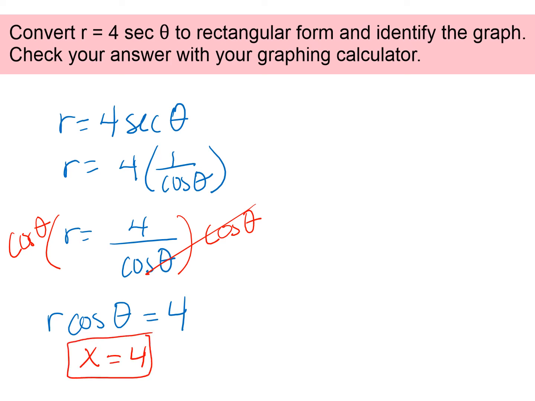And we know that r cosine theta is just simply x. And the graph of x equals 4 is a line, but it's a specific line. It is a vertical line. So it's a vertical line going through 4 on your x-axis.